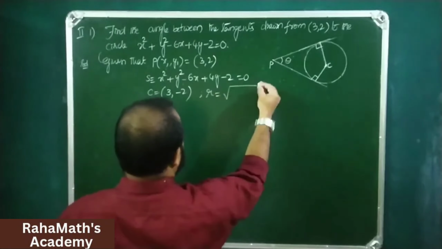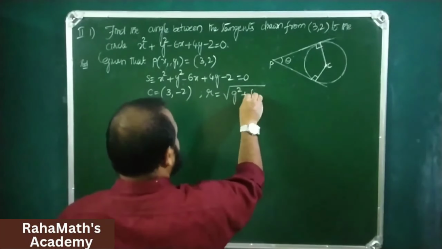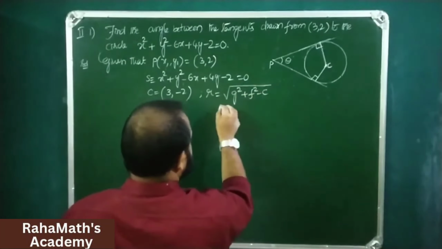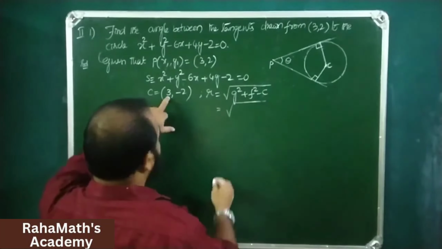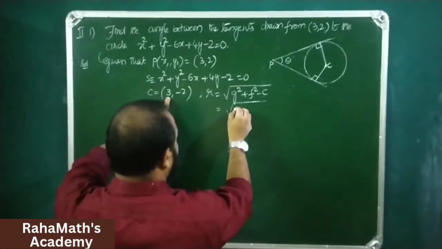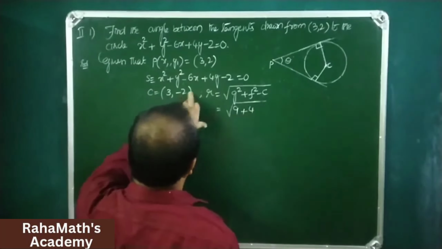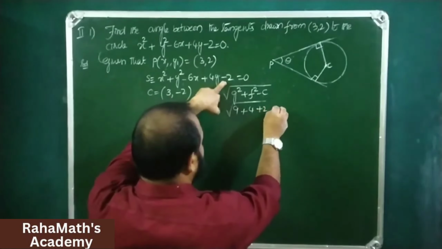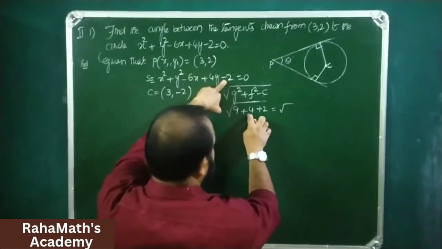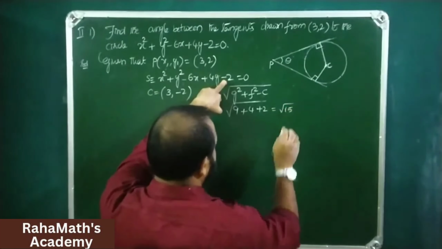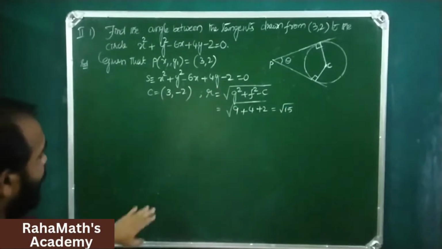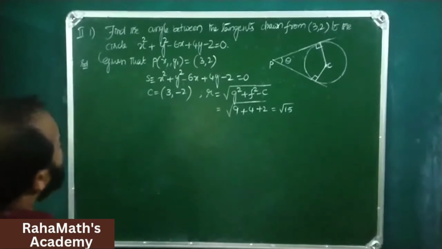R is equal to square root of g square plus f square minus c. So, g square is 3 square, 9; f square is 2 square, 4; minus of minus c, so plus 2, which is root 15. So, root 15.